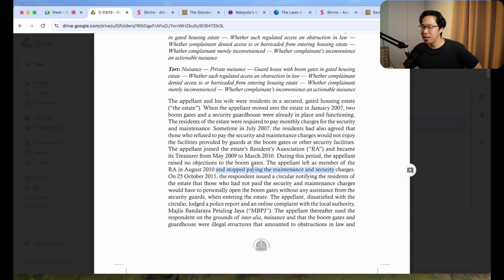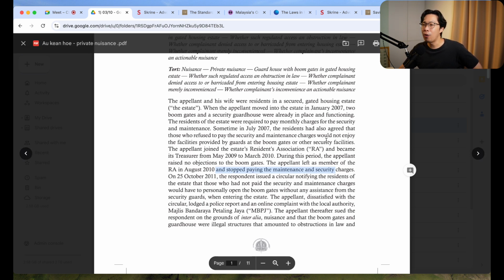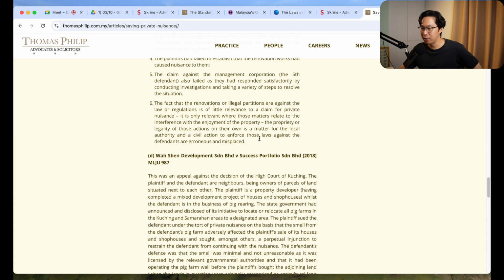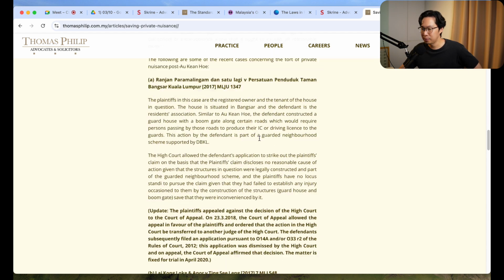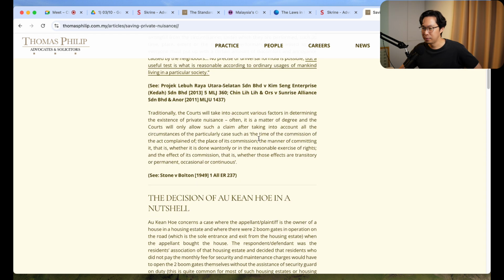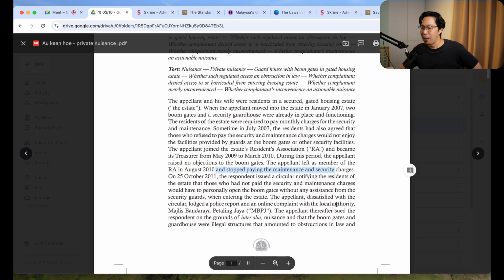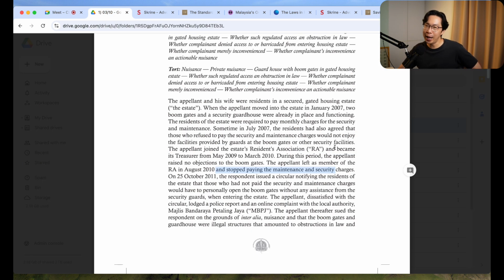the Persatuan Penduduk, saying, hello, you management committee, you built a boom gate there causing private nuisance to me. What private nuisance are we talking about here? Interference with my property. I cannot go back home. Unreasonable. I need to stop the car, get out, pull down, and it costs me damages. He argued that. But the court says no, you cannot get back the money. I mean, you cannot sue for private nuisance.